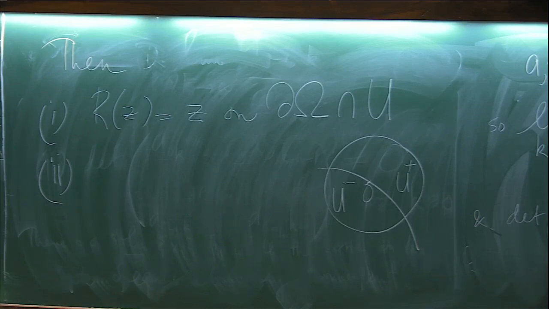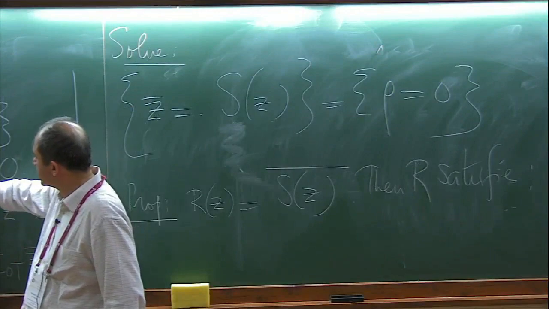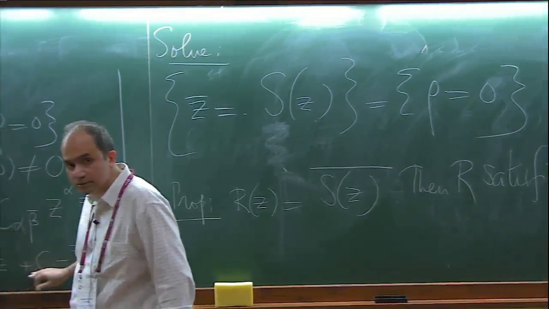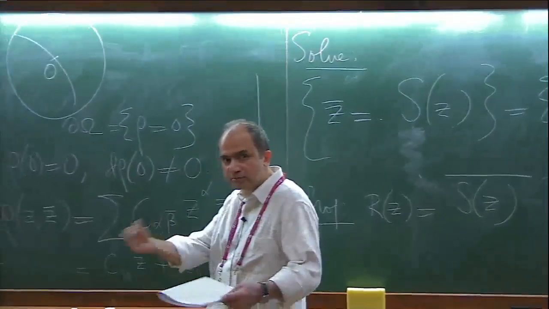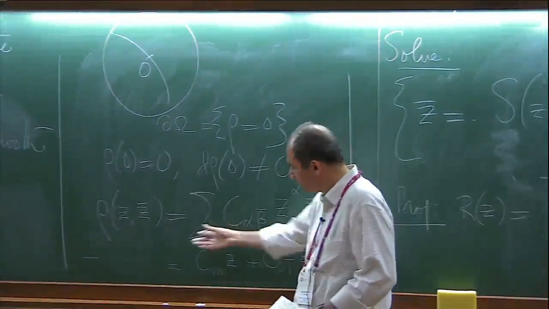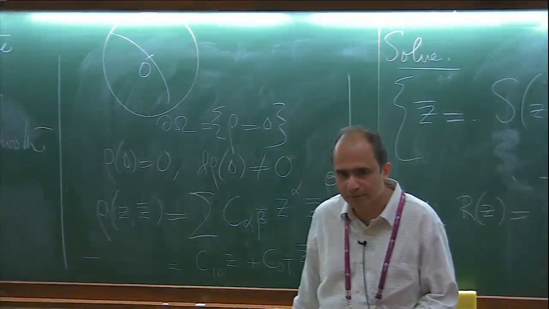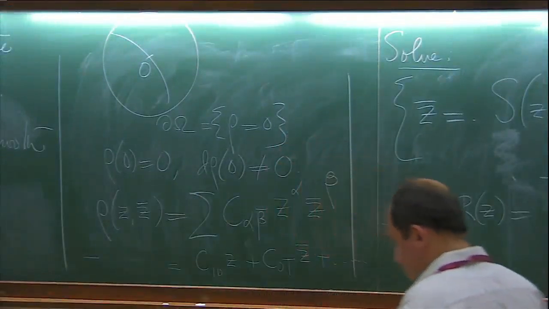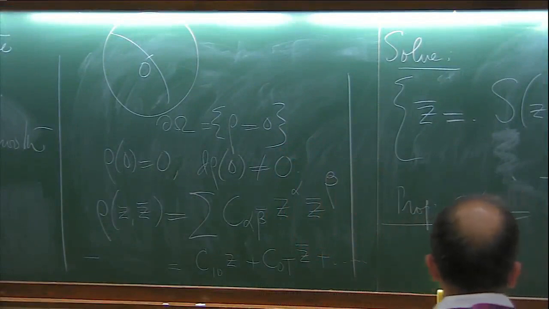Yes, that's because of the assumption that you have a convergent power series, and I'm assuming that the gradient is non-vanishing, so I have linear terms, and by the implicit function theorem, I'm solving for z bar in terms of z. Okay. So that's the idea.